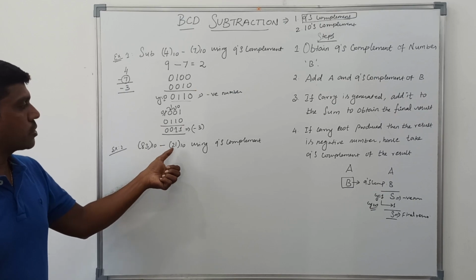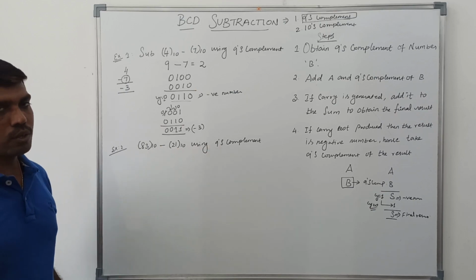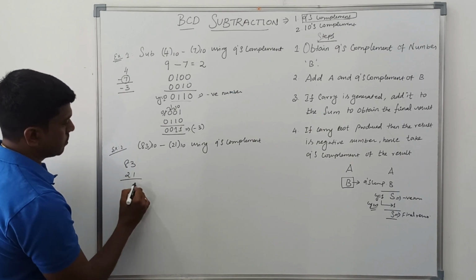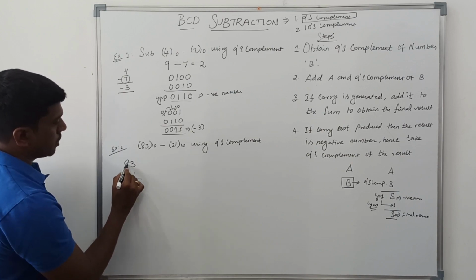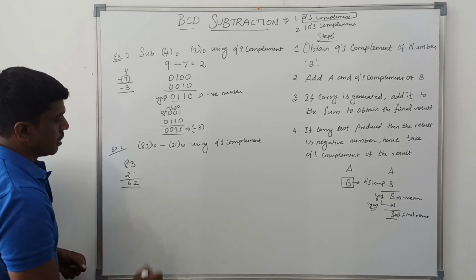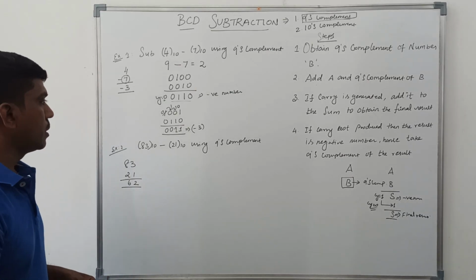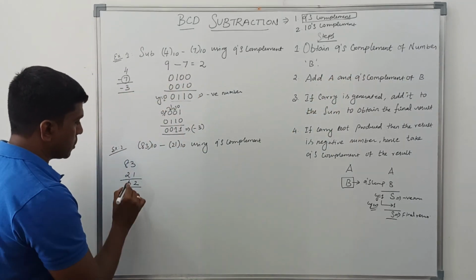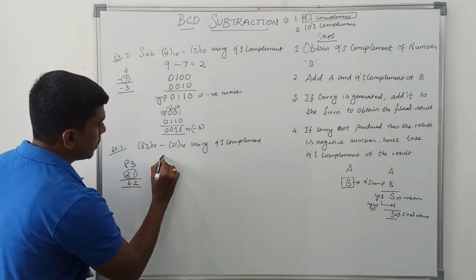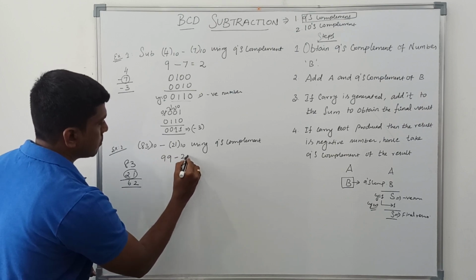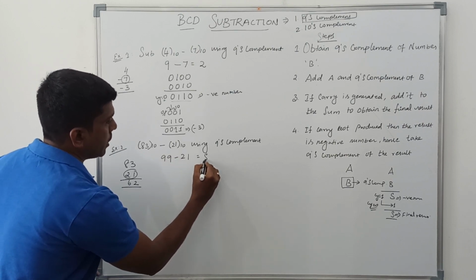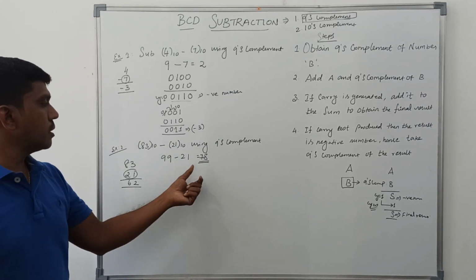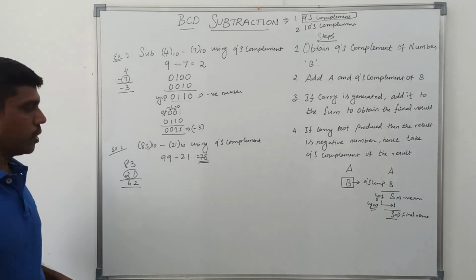83 base 10 minus 21 base 10 using 9's complement. So 83 minus 21: 3 minus 1 is 2, 8 minus 2 is 6, so 62 is the answer. First step, obtain the 9's complement of number B. Here number B is 21. So 99 minus 21 is 78. So 78 is the 9's complement number for 21.